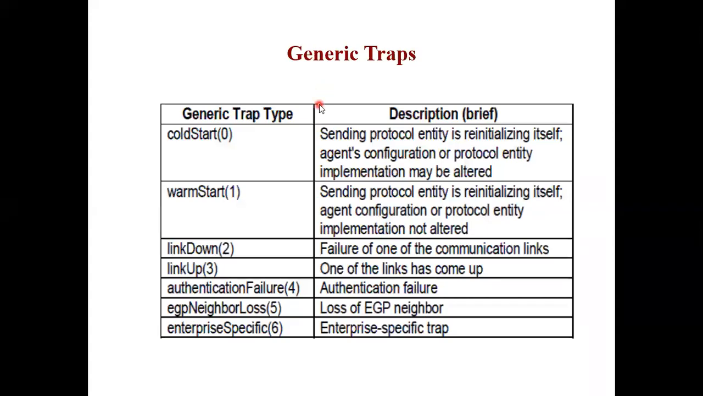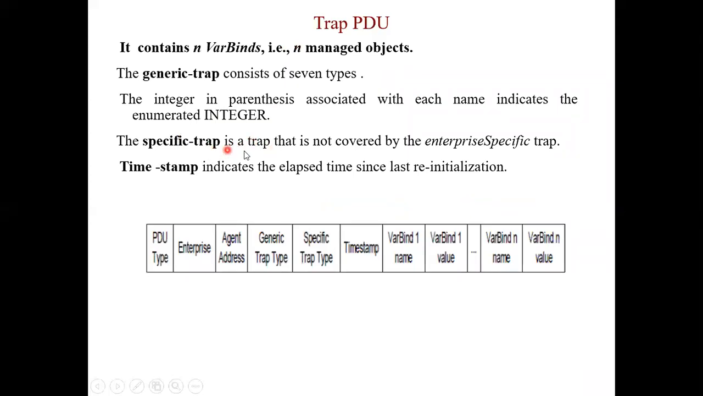Now what was there in the specific trap is a trap that is not covered in the generic traps. हम बोल रहे हैं कि enterprise का भी एक अलग सा specific trap है, but suppose there might be so many problems in a network. Okay, here only you can see that 6 and then 1 enterprise specific trap was there, 7 are addressed. So apart from that enterprise specific trap, if there are some other traps which are not covered, that is covered in the specific trap.